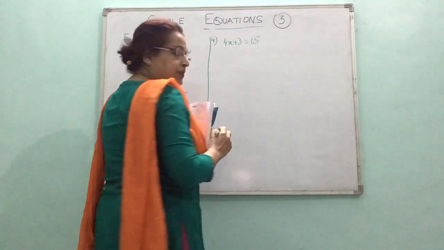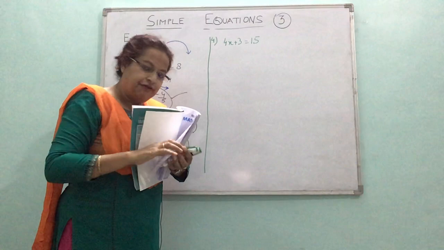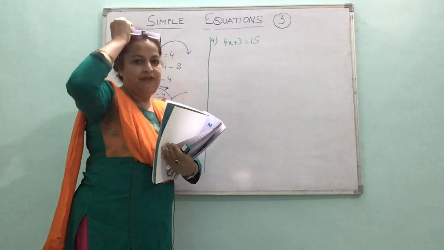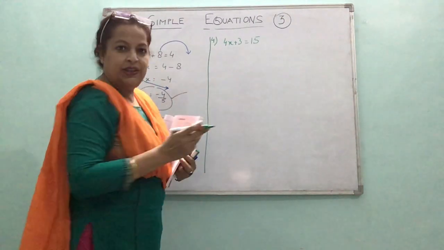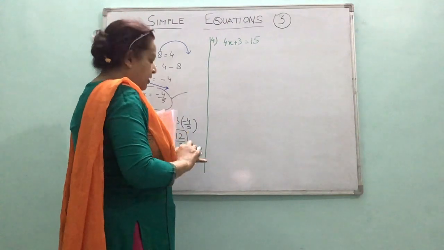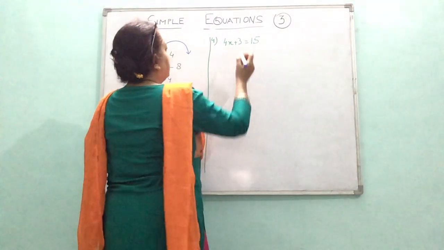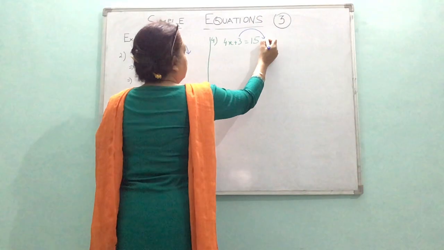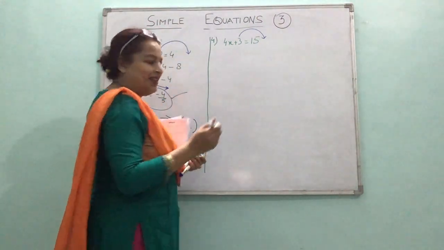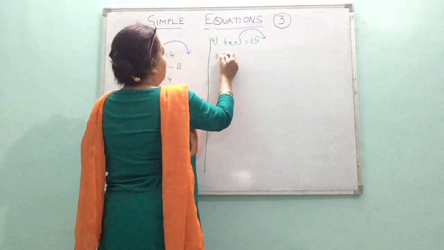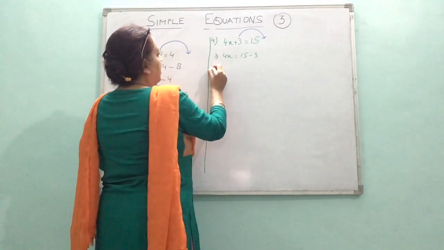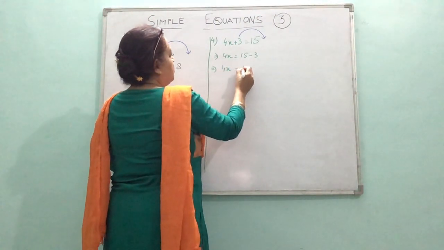So for any such question, first and foremost, I have to find value of x. So I will first go by the method of transposition to find value of x. Now transposition, what is the first thing you are going to shift, children? 3. And when you take it to the other side, what happens to the sign? It becomes minus 3. So 4x is equal to 15 minus 3, or 4x is equal to 12.